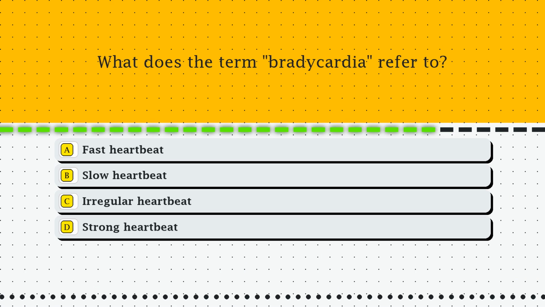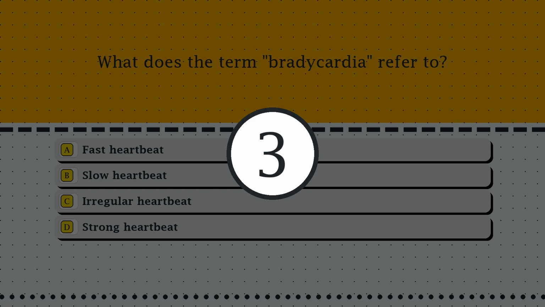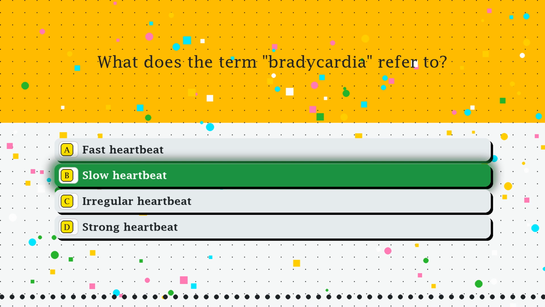Question 199. What does the term bradycardia refer to? Option A, fast heartbeat. Option B, a slow heartbeat. Option C, irregular heartbeat. Option D, strong heartbeat. The correct answer is option B, slow heartbeat.